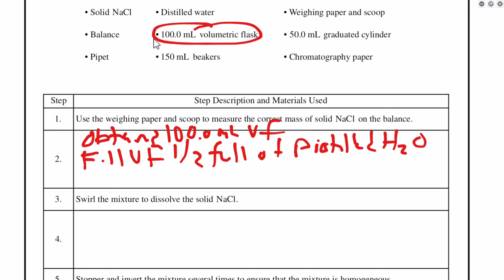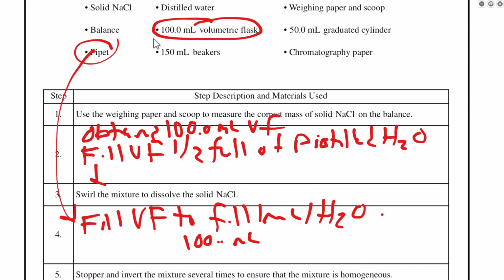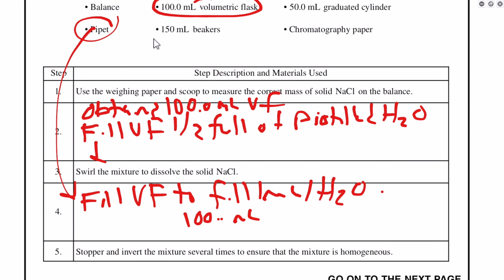We're going to follow the procedure, swirl the mixture to dissolve the NaCl, and then we're going to fill the volumetric flask to the fill line with H2O. Okay, or you could say the 100 milliliter line. You could use a pipette for this, just to make sure that you're fine tuning it, but all that is perfectly acceptable here. And then stopper and invert the mixture a couple times. Okay, so again, we're making a solution here. Describe how you make a solution. Make sure that you use the volumetric flask. Make sure that you fill it half full of water.